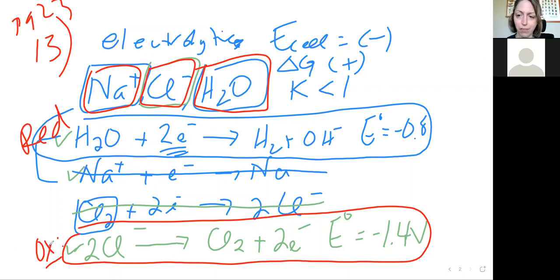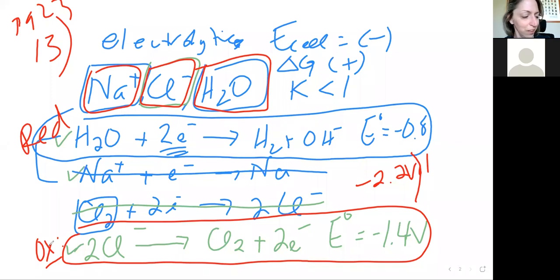oxidized. Okay, so now that I have that, I think what really throws students off about that question, and it kind of bothers me too, is the negative 1.4 and the negative 0.8. That actually adds up to negative 2.2 volts, which is fine. But in the actual prompt, it says that it was hooked up to a 2.0 volt battery. So in my assessment, that's a bit of a typo.